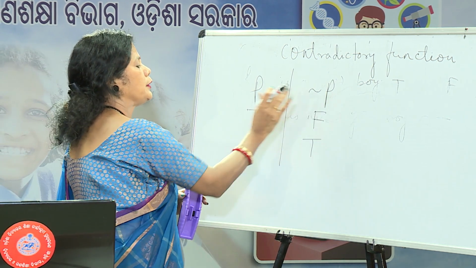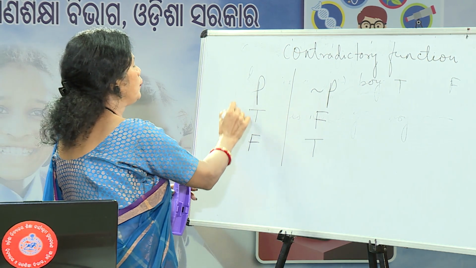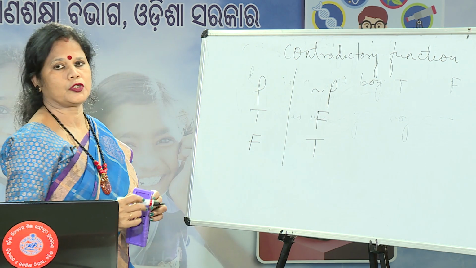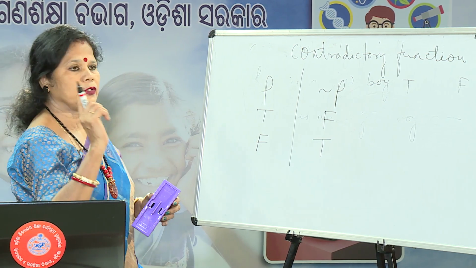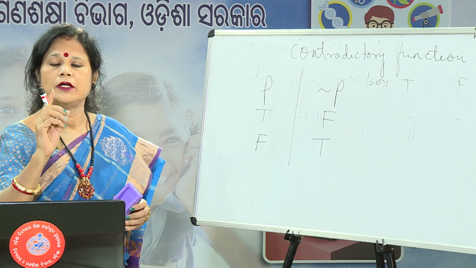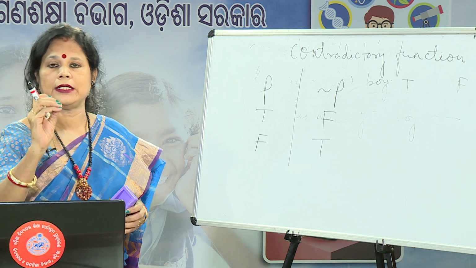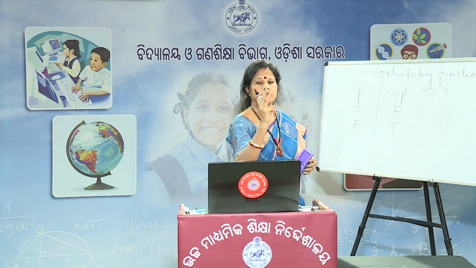The truth value of this contradictory function depends on the truth value of this simple proposition. So, this is your contradictory function. When you have only one variable, you can find the truth value of the function from two possibilities, true and false.